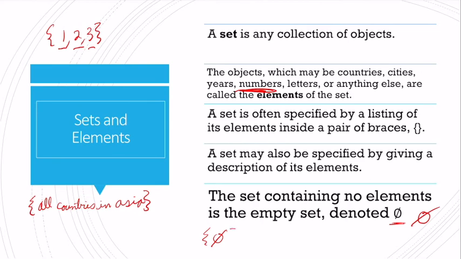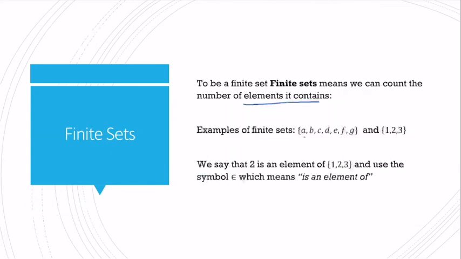To be a finite set means we can count the number of elements that set contains. Some examples of finite sets would be {A, B, C, D, E, F, G}, because we can count it: it has 1, 2, 3, 4, 5, 6, 7 elements. For the set {1, 2, 3}, I can tell it has 3 elements.